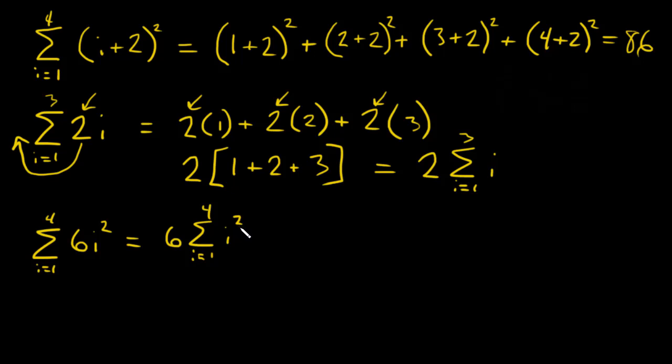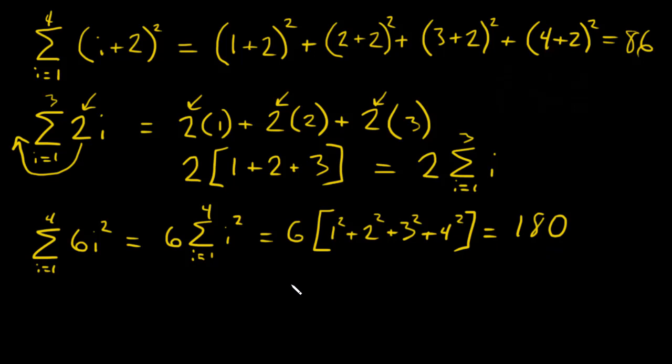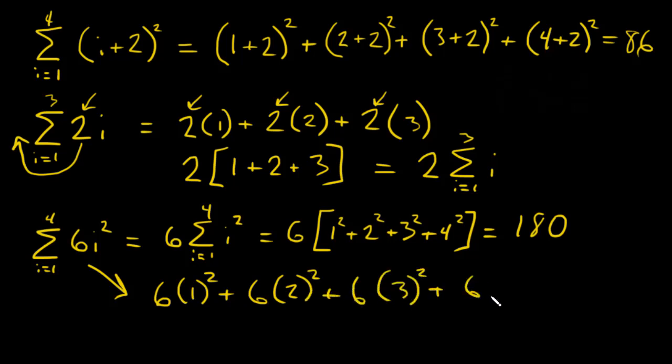I've already forgotten what this was. Shoot. It's 6 times, let's see, 1 squared plus 2 squared plus 3 squared plus 4 squared. So 1 plus 4 is 5, plus 9 is 14, plus 16 is 30. So 6 times 30 is 180. And that is exactly what I would get if I had left it in instead of moving it out: 6 times 1 squared plus 6 times 2 squared plus 6 times 3 squared plus 6 times 4 squared.